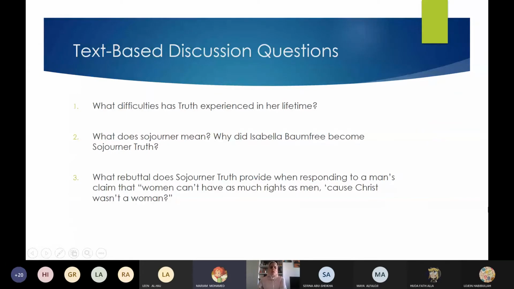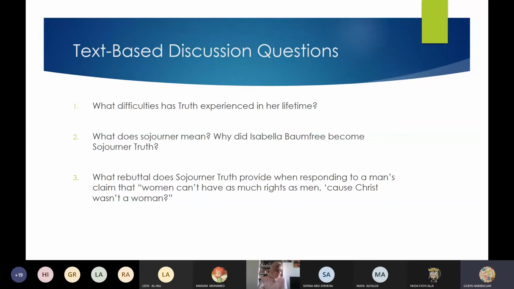Okay. So we've just heard the speech, girls, by Sojourner Truth. Okay, we want to discuss it. What difficulties has Truth experienced in her lifetime? Can you give me the answers, girls?